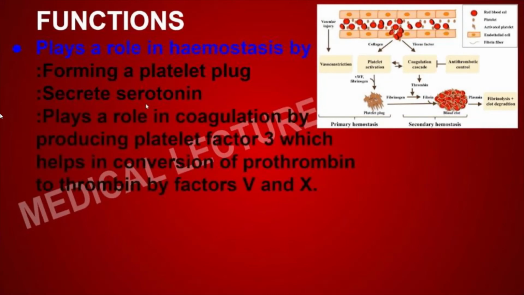Also, it plays a major role in coagulation by producing platelet factor 3, which helps in conversion of the prothrombin to thrombin by factors 5 and 10. Now, the next important function is clot retraction. Platelets contain contractile proteins, right? And they contract and cause the shortening of the fibrin fibers attached to them, leading to clot retraction. Another function is phagocytosis. Okay, and finally, they do the storage and transport function.